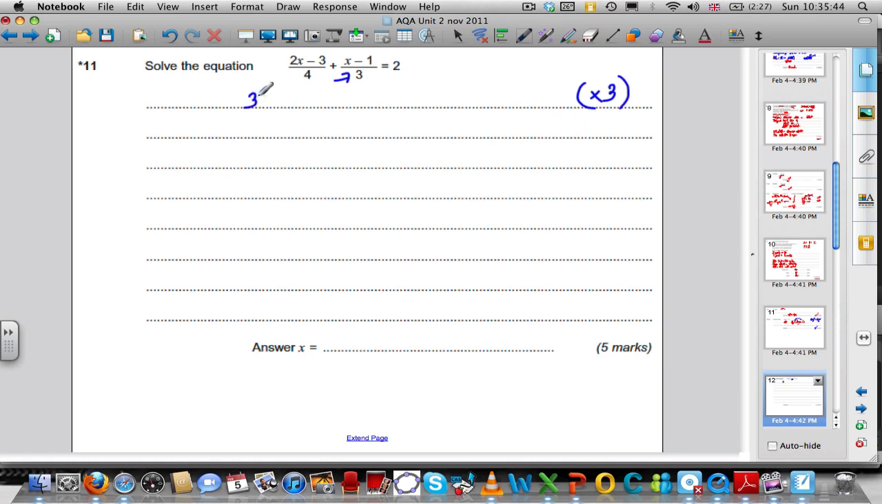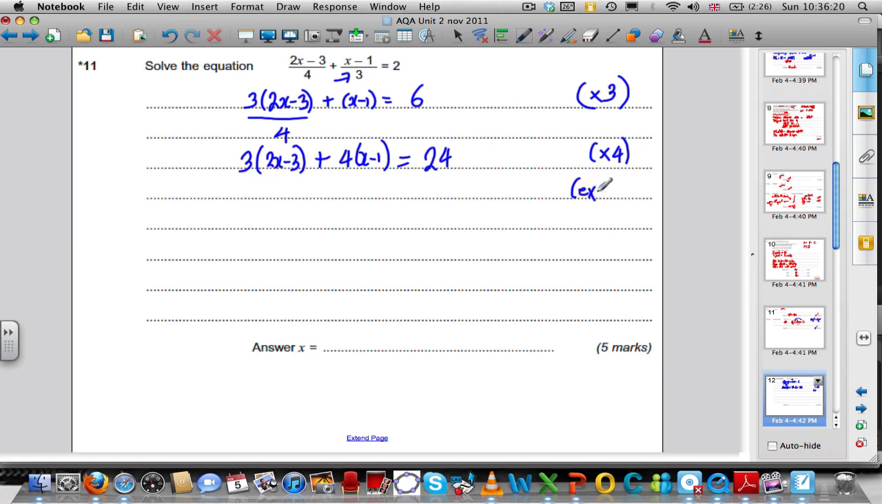That would get me on top 3 lots of 2x minus 3 plus all that over 4. x minus 1 over 3 times 3 just gives me x minus 1. And 2 times 3 is 6. Now I don't like the 4 on the bottom, so I'm going to multiply everything by 4 to remove that. That will just leave me with the numerator here, 3(2x minus 3), plus 4(x minus 1) is equal to 6 times 4, which is 24.